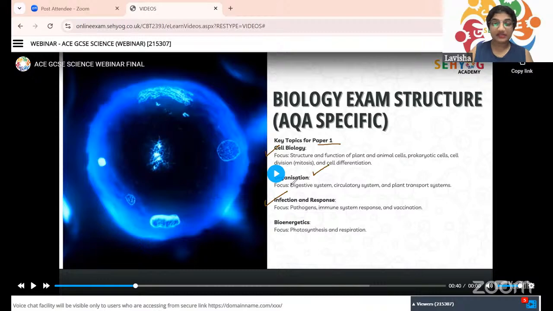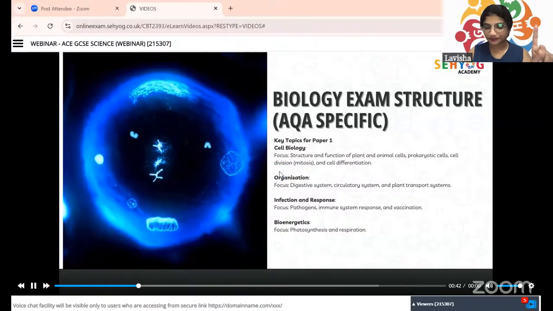Moving to infection and response, everyone is quite aware, right? Infection and response is very important after the COVID period, so that's what we are going to discuss. The vaccination, the immune system, quite fascinating. And then coming to bioenergetics, where we are talking about how exactly we can be present in a systematic way, a balance in our environment. It's all because of the n number of biological processes which are moving. Okay. These are the topics of paper 1.